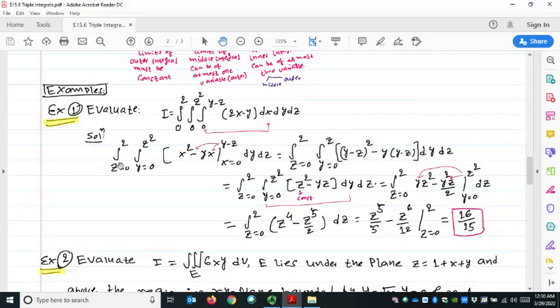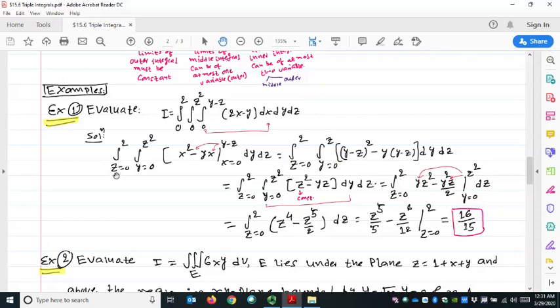Write down the z integral and y integral and integrate 2x minus y with respect to the inner variable dx. Keep in mind, when you are integrating with respect to x, y is constant. So the integral of 2x becomes x squared. The integral of y with respect to dx becomes yx, and put x limits from x equals 0 to y minus z, dy dz.